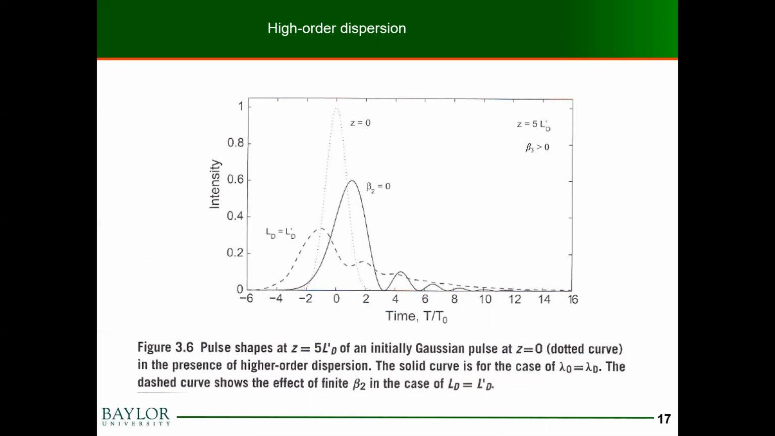This picture, in the lab session, you need to reproduce. Try to write the third order factor in the code, then make z equal to 5 LD and make two scenarios. First one, beta 2 is 0. Second one, LD equal to LD prime. Okay, so that's the second order dispersion and third order dispersion.